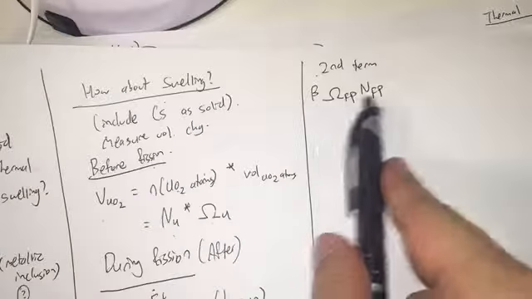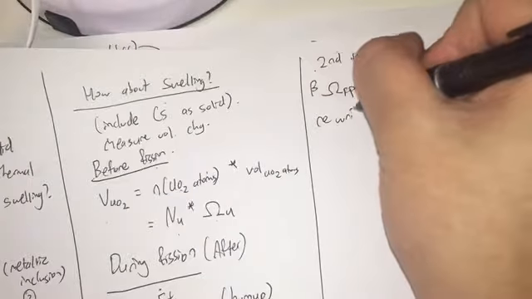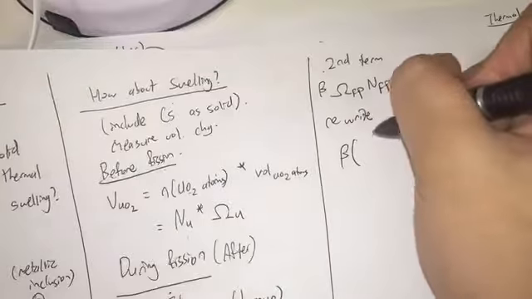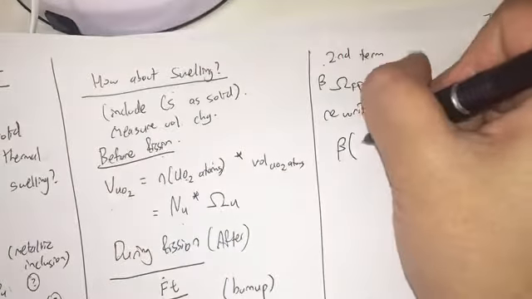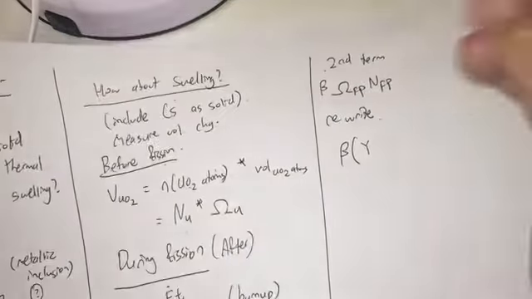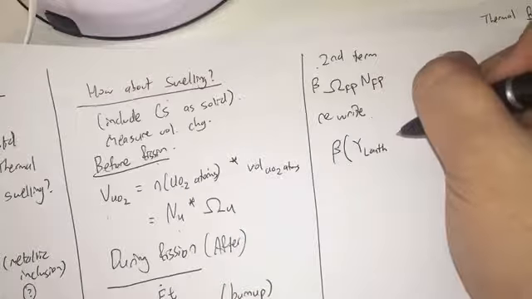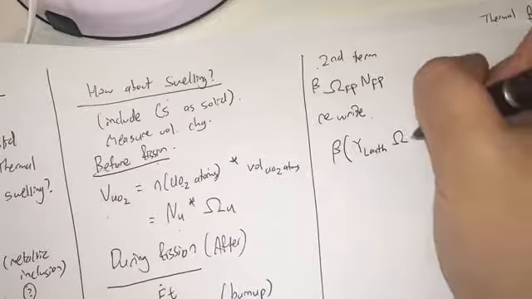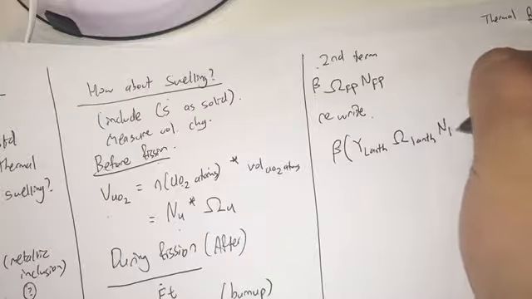So we can rewrite this as follows. Beta into Y, the yield of the fission product. So let's say this is the lanthanides group times the volume of that fission product group times the number of that.